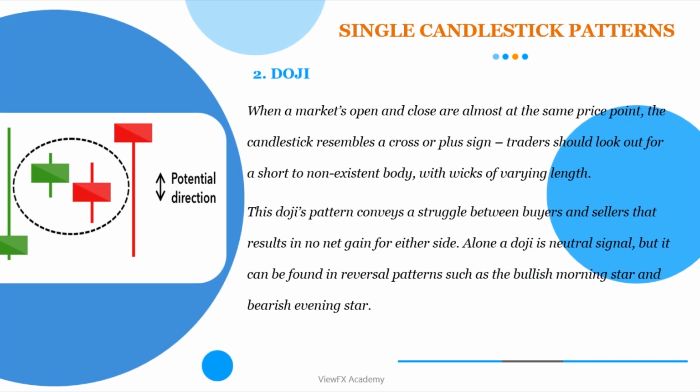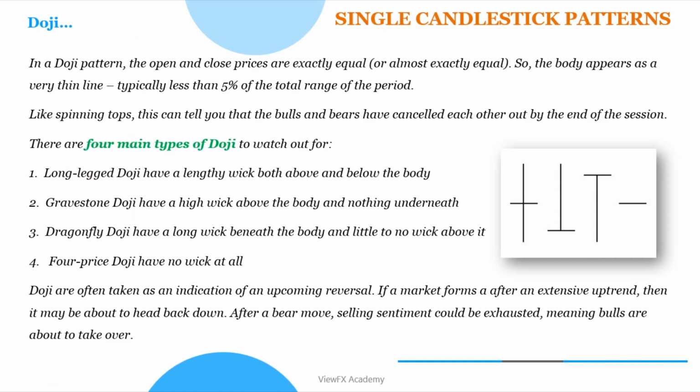Doji. When a market's open and close are almost at the same price point, the candlestick resembles a cross or plus sign. Traders should look out for a short to non-existent body, with wicks of varying length. This doji pattern conveys a struggle between buyers and sellers that results in no net gain for either side. Alone a doji is a neutral signal, but it can be found in reversal patterns such as the bullish morning star and bearish evening star. In a doji pattern, the open and close prices are exactly equal, or almost exactly equal. So, the body appears as a very thin line, typically less than 5% of the total range of the period.